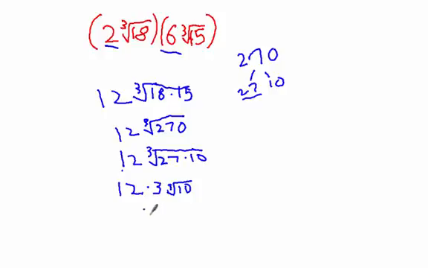12 times 3 is 36. If we look inside here, 10 does not have any perfect cube factors, so that is as simple as it gets, and our answer is 36 times the cube root of 10. Exactly the same as we did with the square root problems. So the process is always the same. Multiply your coefficients, multiply your numbers underneath the radicals, then simplify.